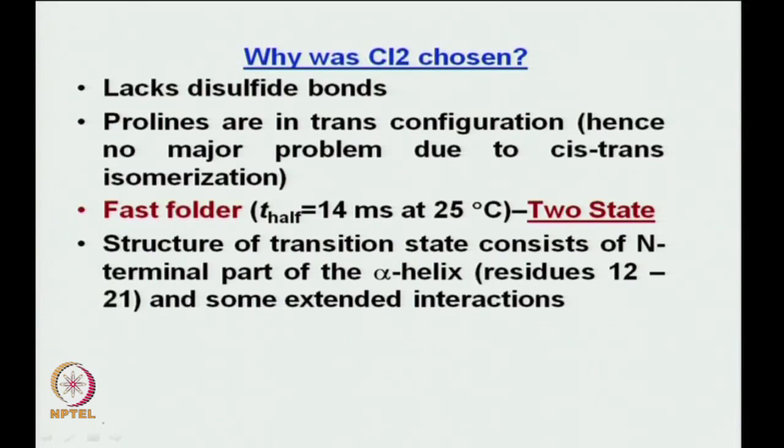What they found, and I am not going through this in detail, was, based on different experiments, that the structure of the transition state consists of the N-terminal part of the alpha helix. You saw the alpha helix, right. This is the transition state: residues 12 to 21, and some extended interactions.